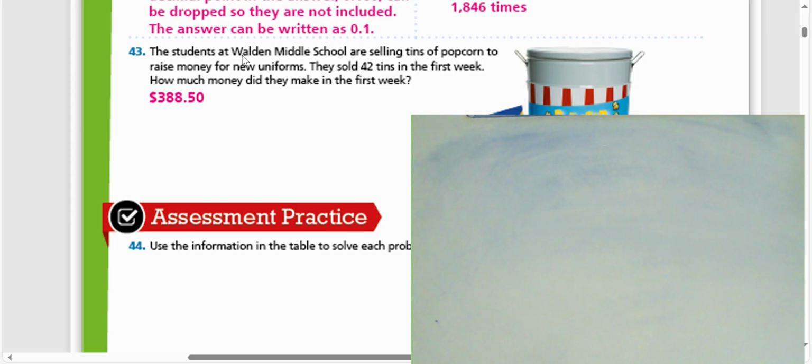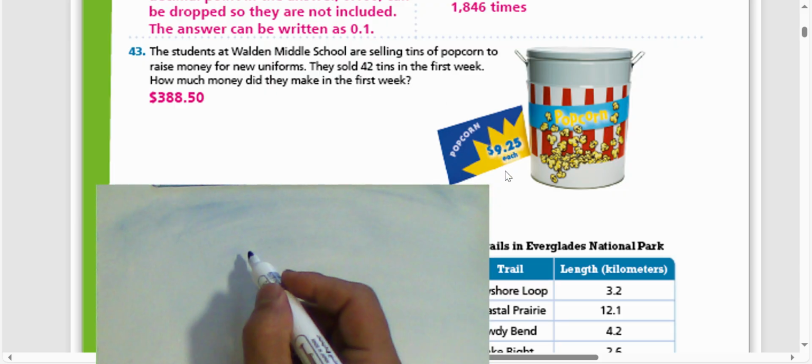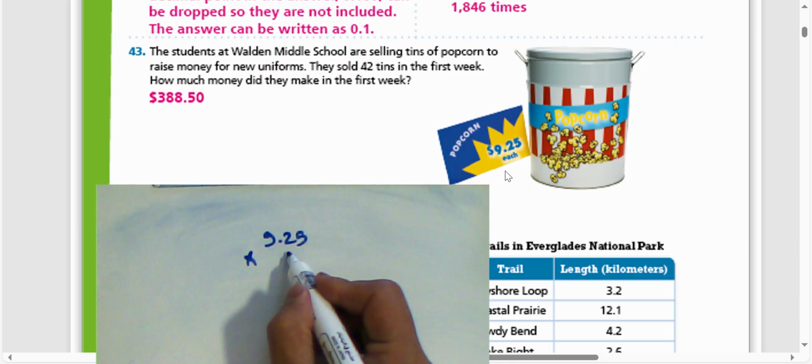Next question, number 34. The students at Walden Middle School are selling things to raise money for new uniforms. They sold 42 things in the first week. How much money did they make in the first week? We can multiply two numbers. We can multiply 42 by 9 and 25 hundredths, right, 9.25 multiplied by 42.